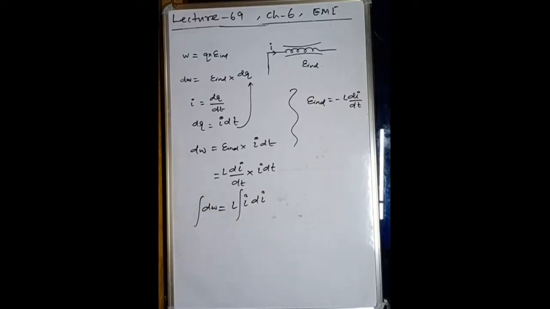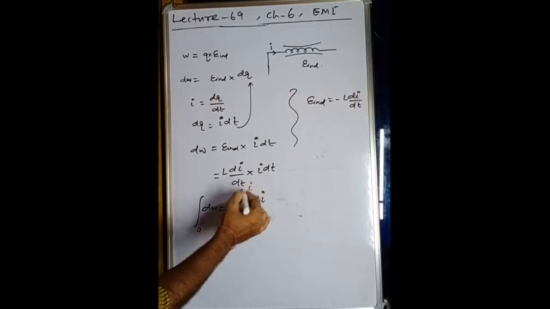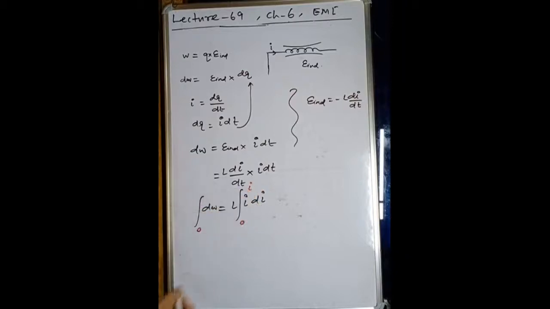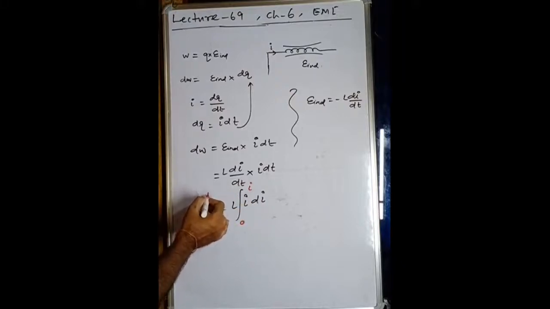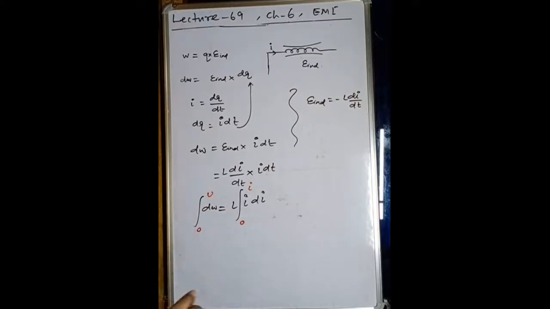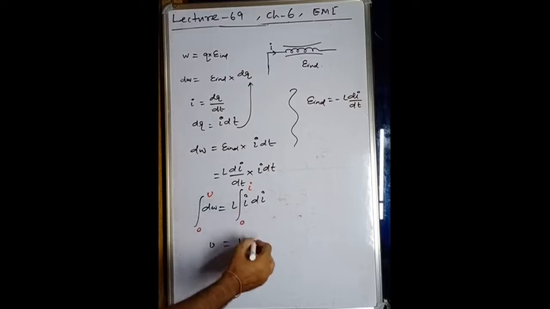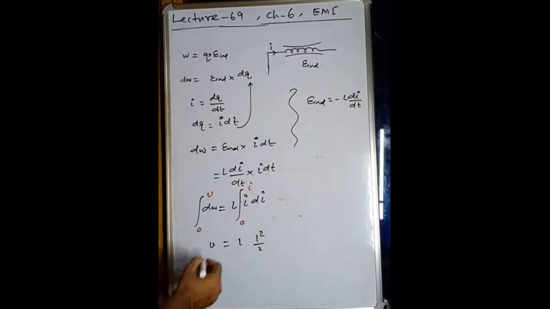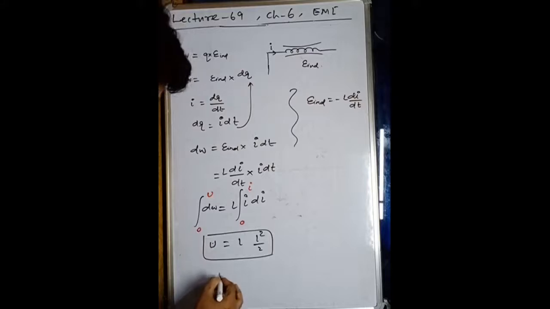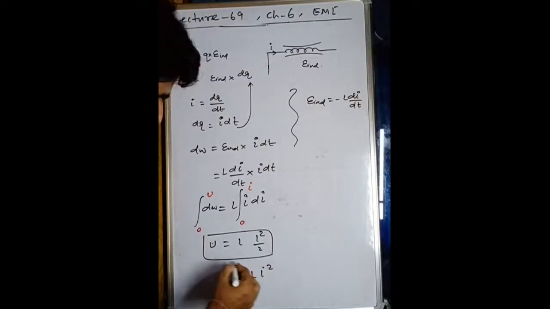Now we'll integrate it. The current starts from 0, where there is no work done, and the current reaches its maximum value I. The current reaches this maximum steady value, and the energy stored is U. So with a simple derivation, U equals the integral of L I di, which gives I squared by 2, and this is the energy: U equals half L I squared.